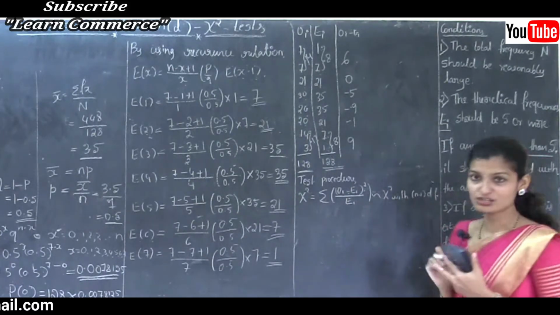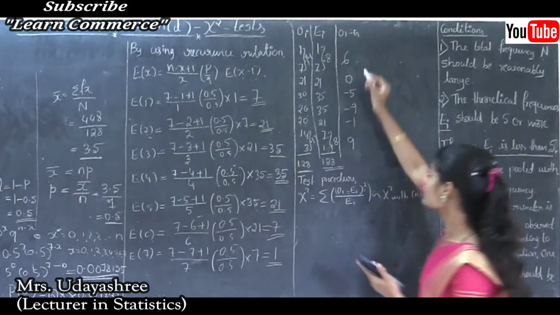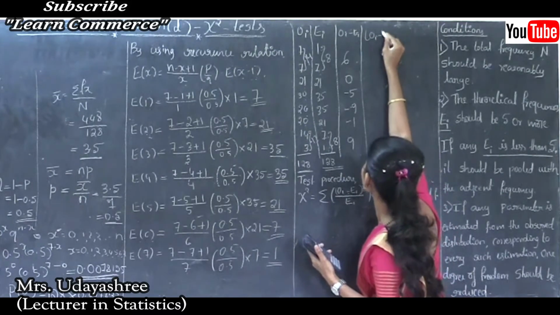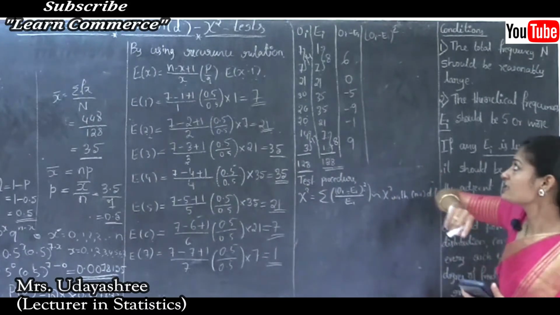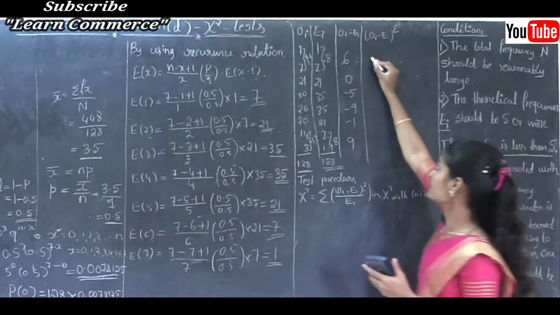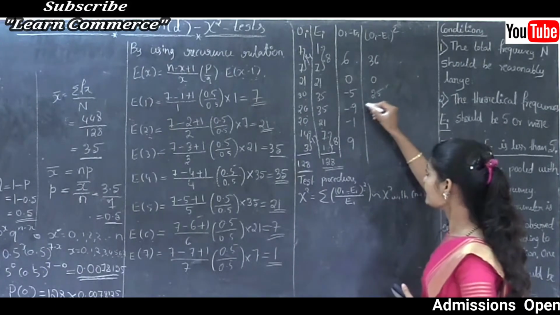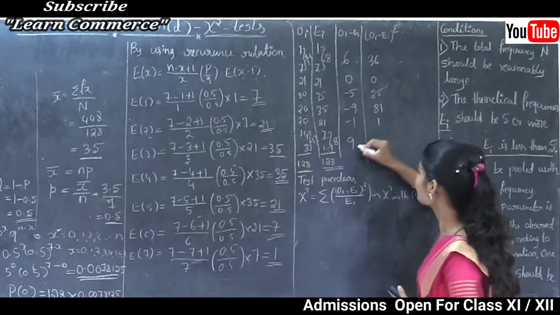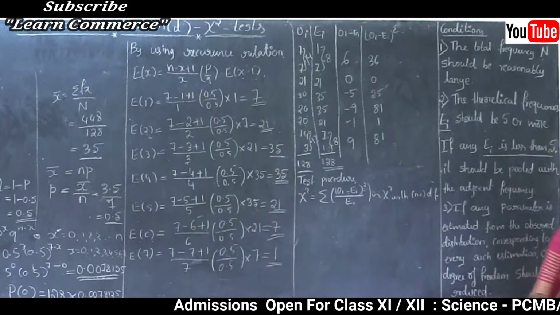See, based on formula we need OI minus EI whole square, isn't it? So next column should be OI minus EI whole square. So here OI minus EI value is 6. So 6 square is 36. Then 0, 25, 9 square is 81, 1 square is 1, then 9 square is 81. So here we got OI minus EI whole square.